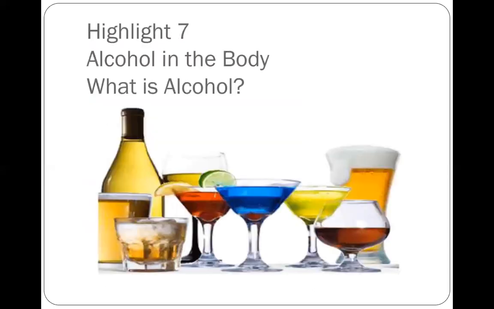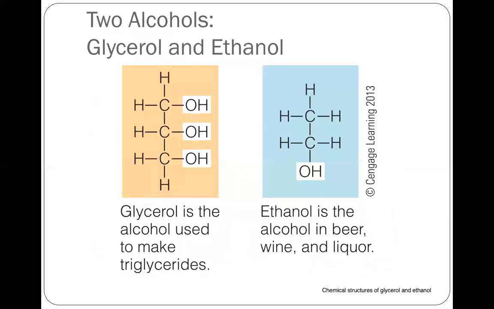So, all right, next, alcohol. So alcohol is not a nutrient, even though we can get calories from it and we can produce energy from it. It's not considered a nutrient, it's considered a toxin. And so there are a couple types of alcohol.